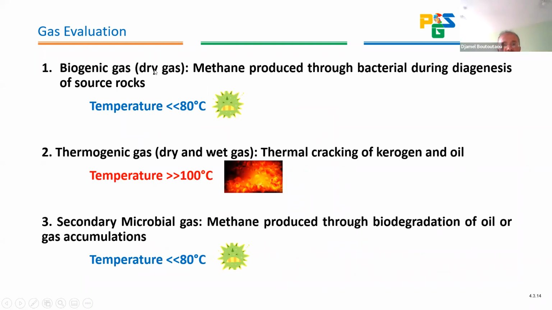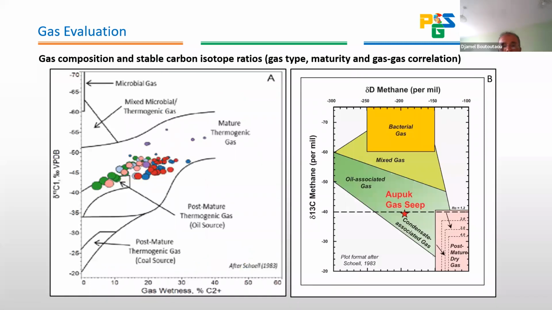So biogenic gas, which is mostly dry gas, dominated by methane, is produced through bacterial processes during the diagenesis of source rocks, mostly at temperatures less than 80 degrees. Thermogenic gas, as I said, comes directly from cracking of source rocks at higher temperatures. There is also a secondary gas: microbial gas can be produced when you have an oil accumulation and you biodegrade it. You can also produce biogenic gas, which is methane, from that.